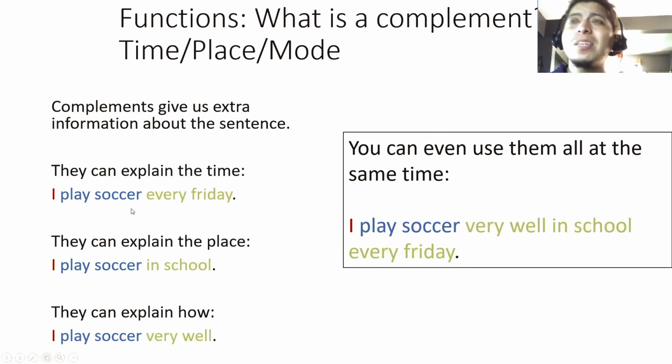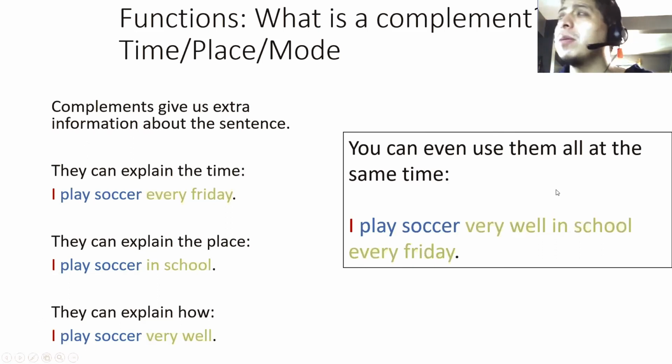For example, they can explain the time. I play soccer every Friday. So this is explaining when I play soccer. They can explain the place. I play soccer in school. They are explaining where, in what place do I play soccer. You can explain how. I play soccer very well. Very well is a complement of way. It is explaining how you play.